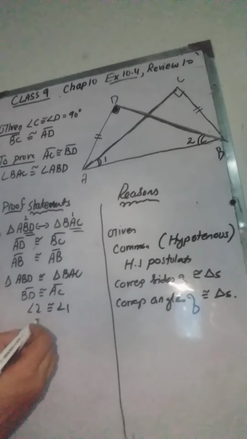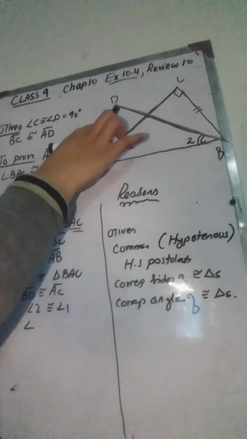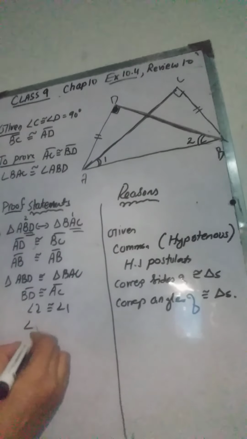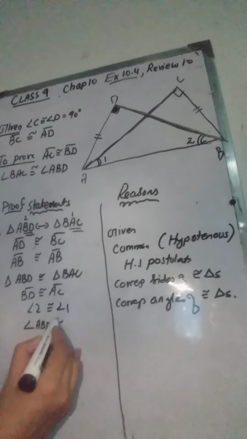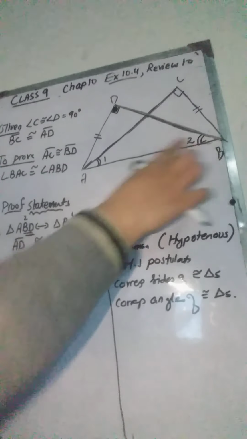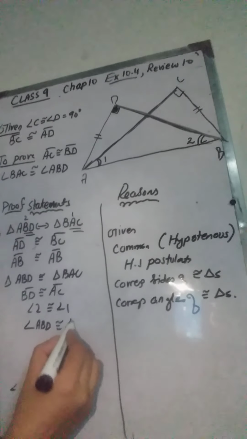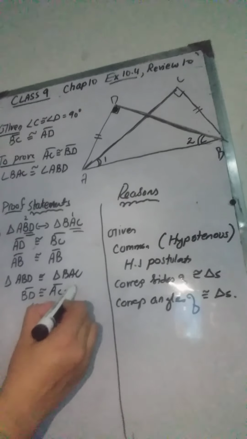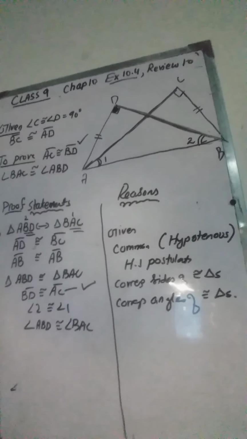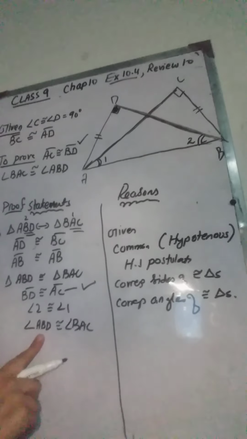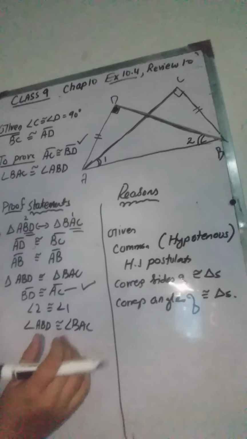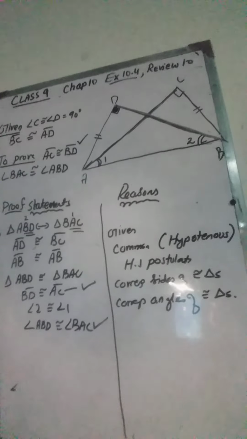And so angle 2 can be written as angle ABD. Let me write it in the form in which it is given in the question. And angle 1 can be written as BAC. So from here we have proved the first part of the question, that BD is congruent to AC, and also that these two angles are congruent. Therefore, it proves the whole question.